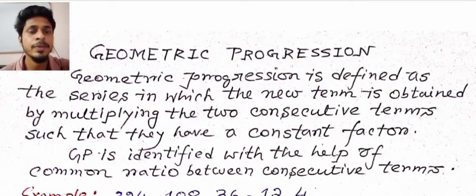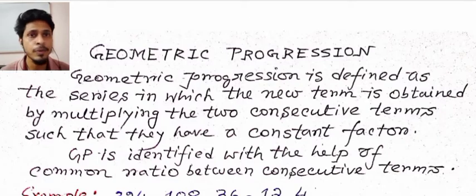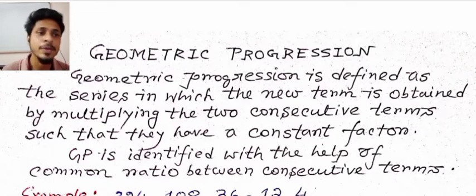So what is GP? Geometric progression is defined as the series in which the new term is obtained by multiplying the two consecutive terms such that they have a constant factor. That constant factor is the common ratio. GP is identified with the help of common ratio between consecutive terms. Let's move on to the example.